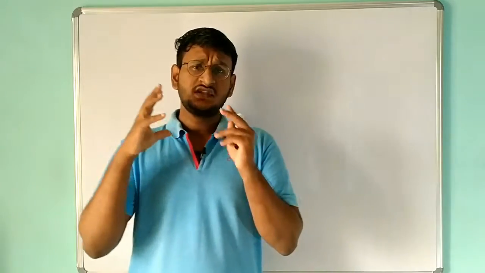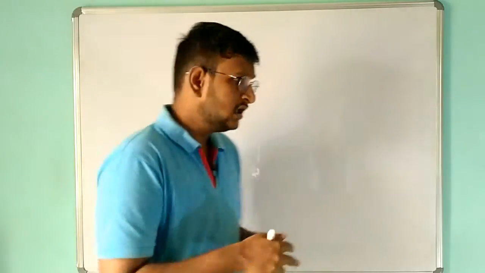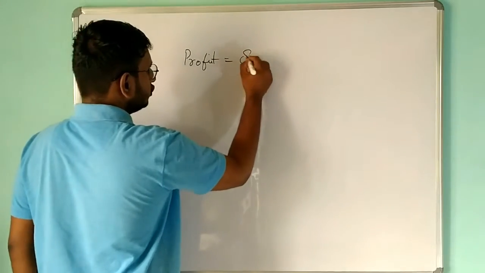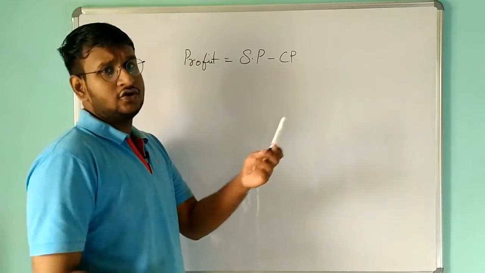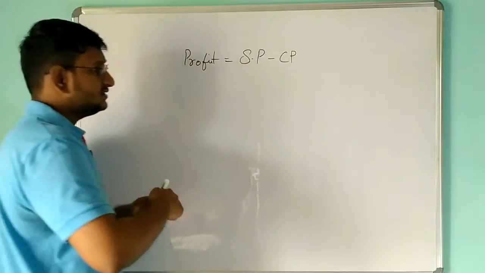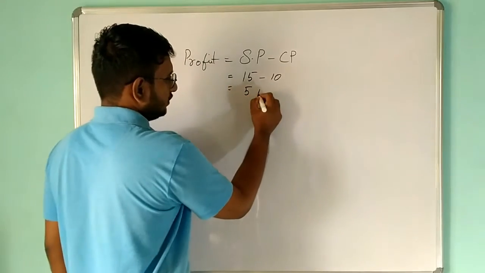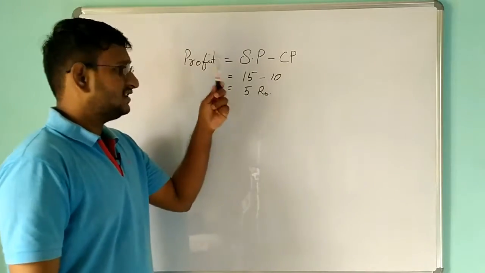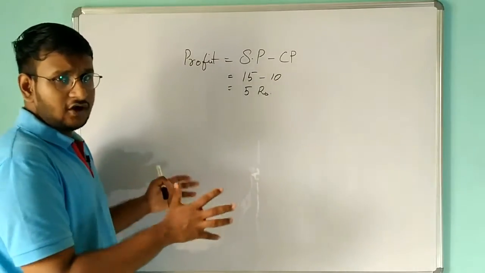Then, to find profit or loss, we need to use these formulas. Profit is equal to selling price minus cost price. For example, if you are selling this pen for 15 rupees and the cost price of making this pen is 10 rupees, then the profit will be 5 rupees. This is the concept of profit.